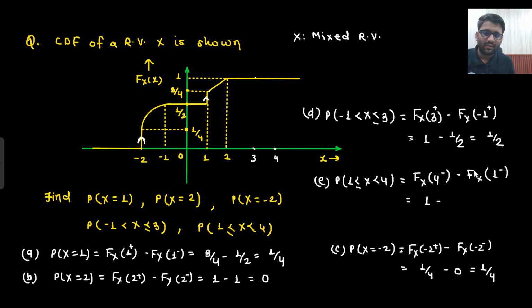F(1-) is 1 by 2. So here also the answer is 1 by 2, right? Because f(1-) is 1 by 2. So this is the answer. So this is how you can answer very easily, right? If the graph is given, this is how you can answer.